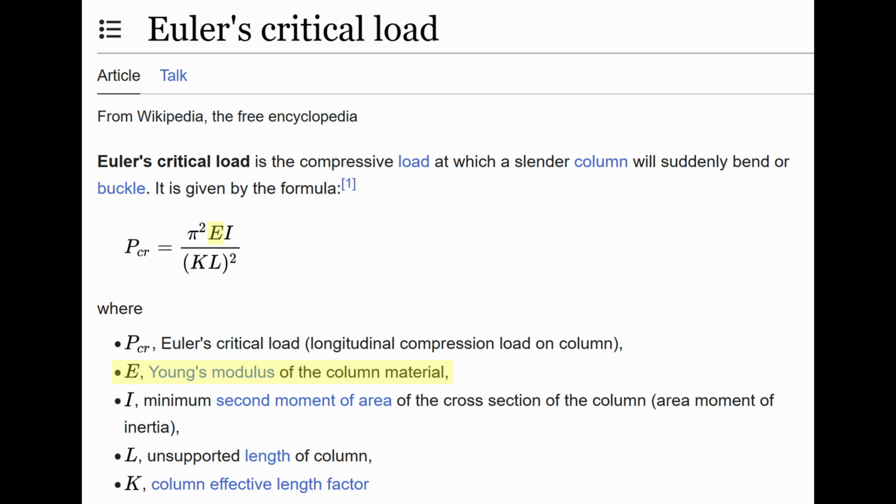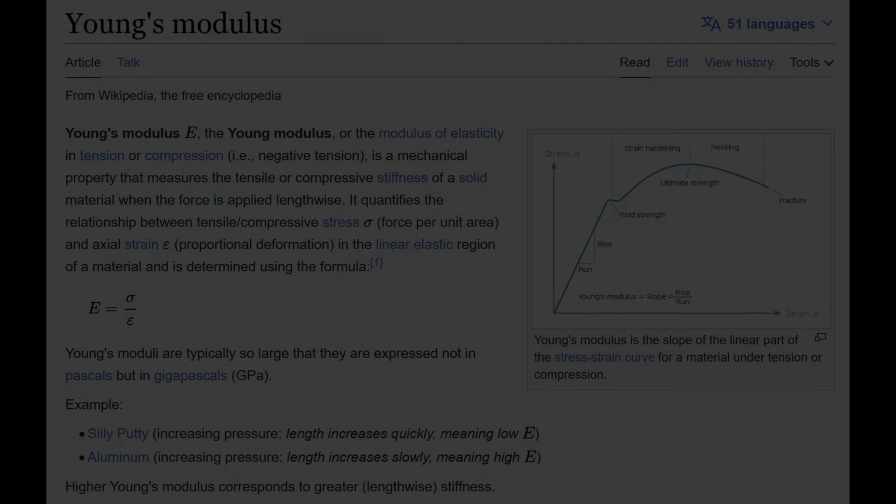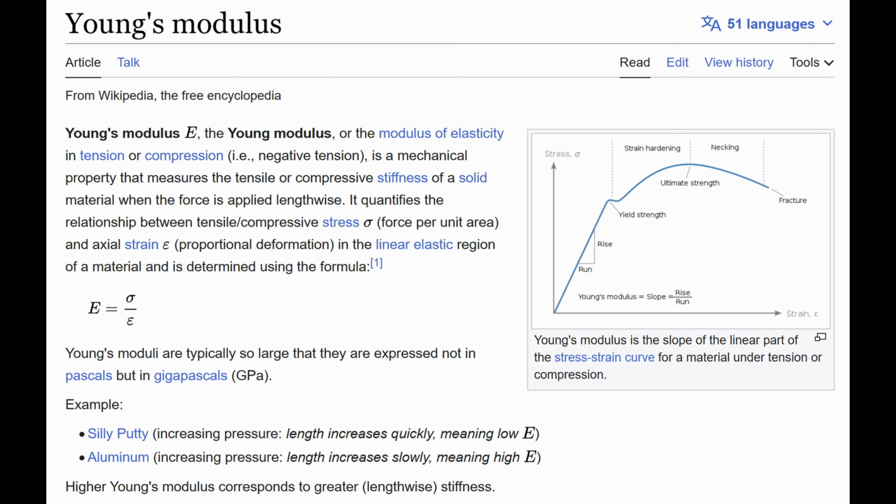The first parameter we care about in this equation is E, or Young's modulus. Young's modulus is an engineering property of materials that measures tensile or compressive stiffness. It quantifies the relationship between tensile or compressive stress, force per unit area, and axial strain, or proportional deformation. The example given on this wiki page is that silly putty has a low Young's modulus because it deforms quickly with pressure, as aluminum has a high Young's modulus because it doesn't increase in length much at all.